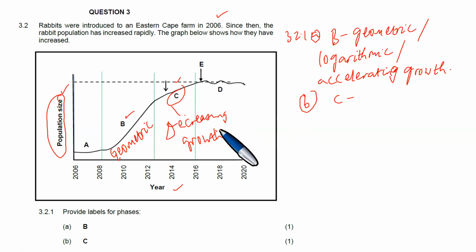Right, so now part C, therefore, is called the decreasing growth part of the population curve. Okay, 3.2.2. Decreasing growth here. Here we have the geometric or the logarithmic, or you can call it the accelerating growth. This one is called the decreasing growth.